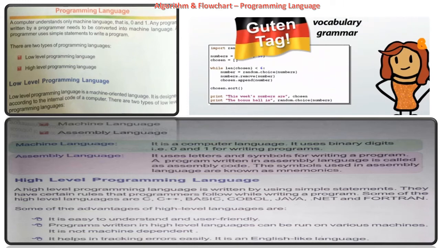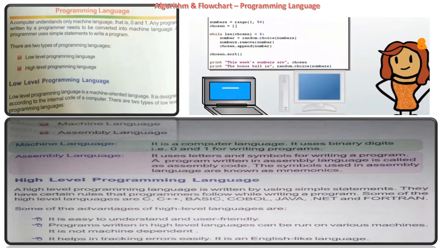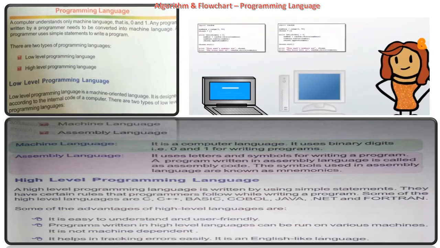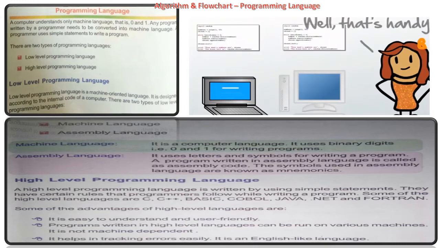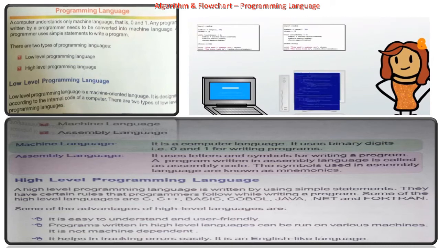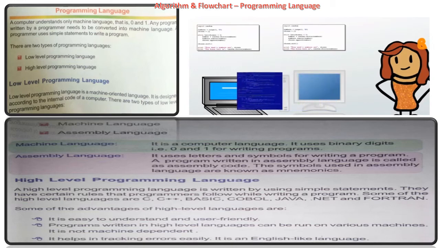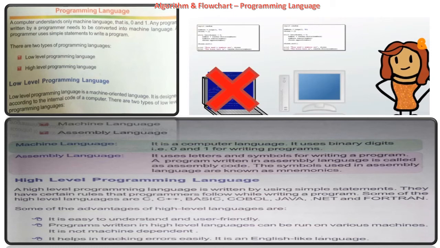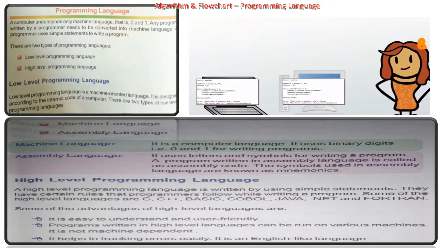High-level program is written by using simple English statements. It has certain rules while writing a program. Some high-level languages are C, C++, Basic, COBOL, Java, .NET, Fortran and Python.